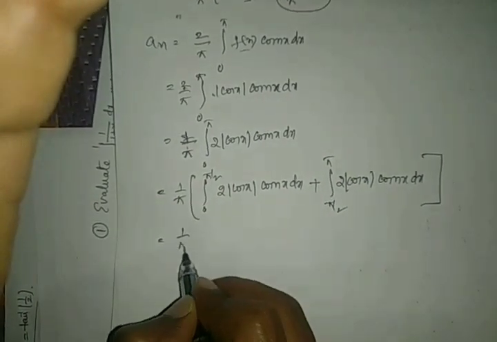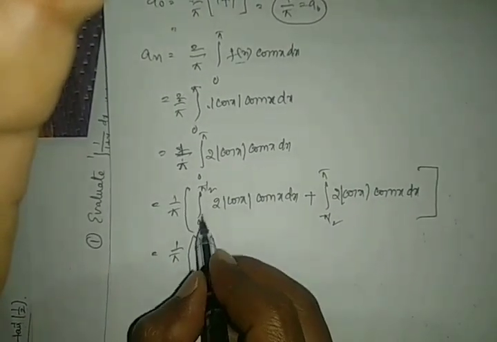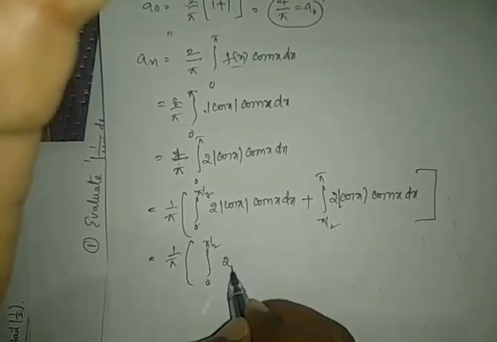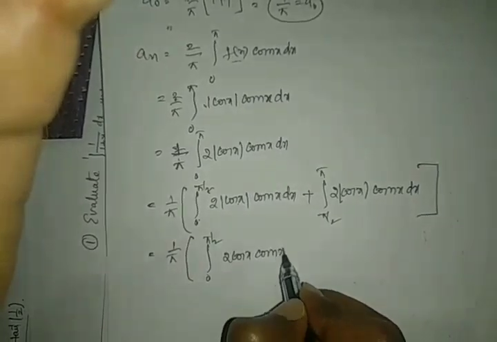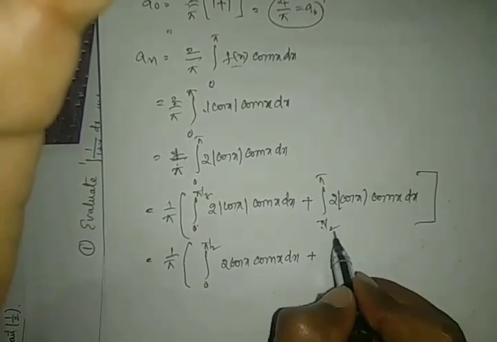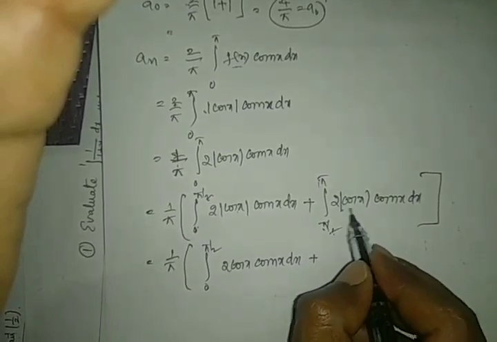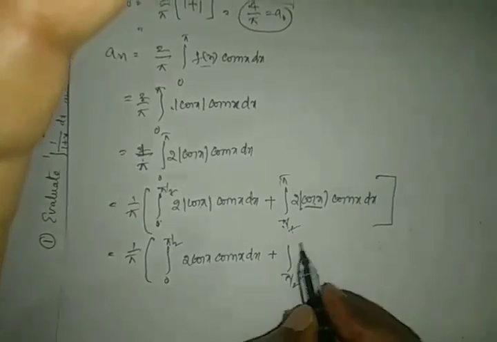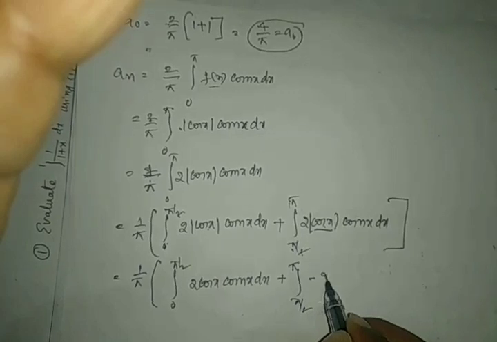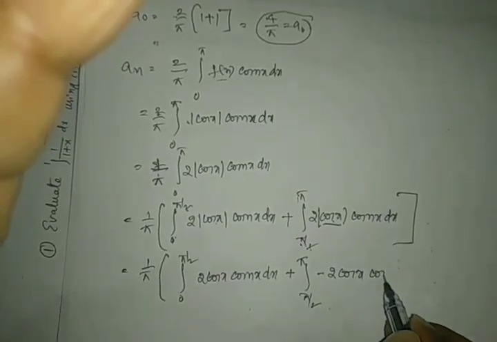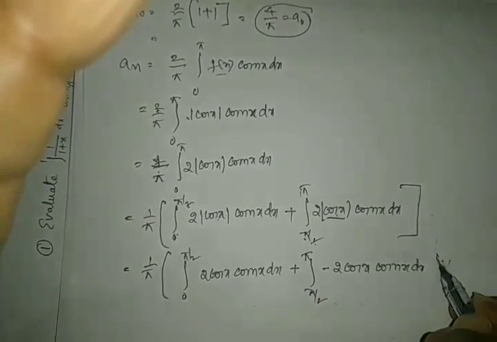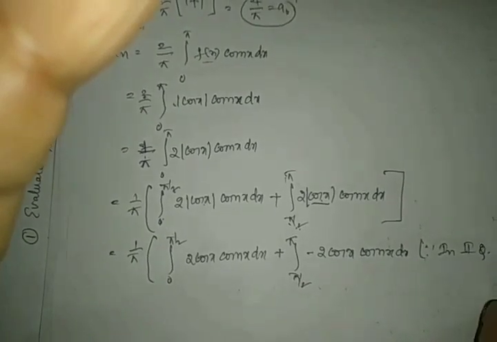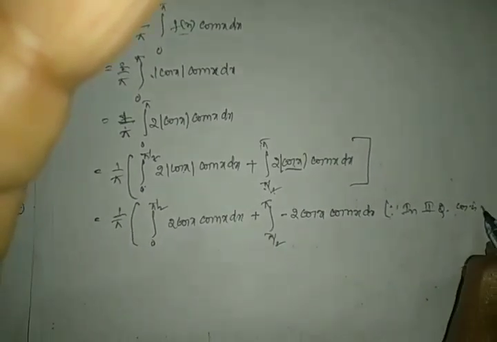That is equal to 1 by pi into, for 0 to pi by 2, the first quadrant, cos is positive, so integral 0 to pi by 2, 2 cos x cos nx dx plus, for pi by 2 to pi, the second quadrant, cos is negative, so integral pi by 2 to pi, minus 2 cos x cos nx dx, since in the second quadrant cos is negative.